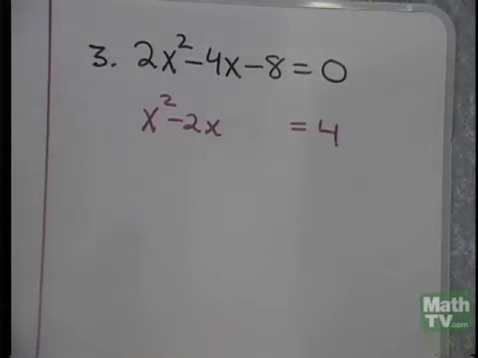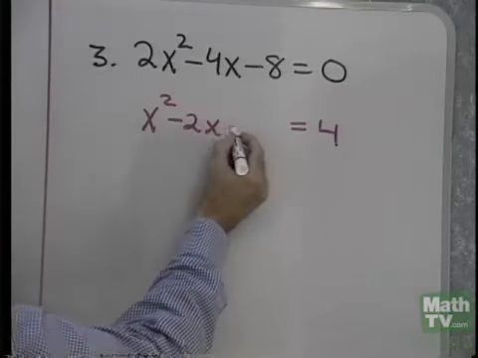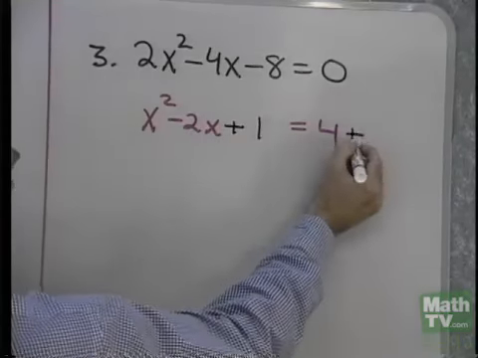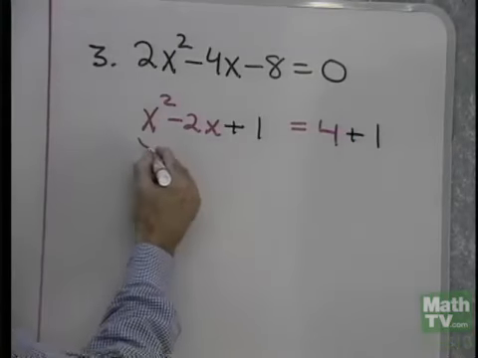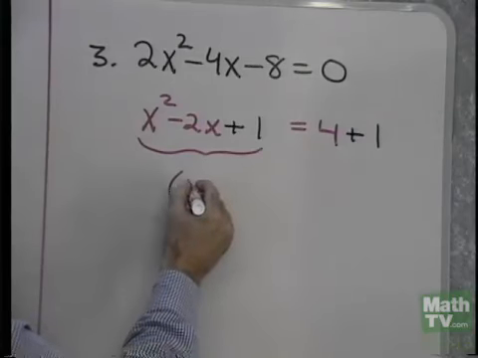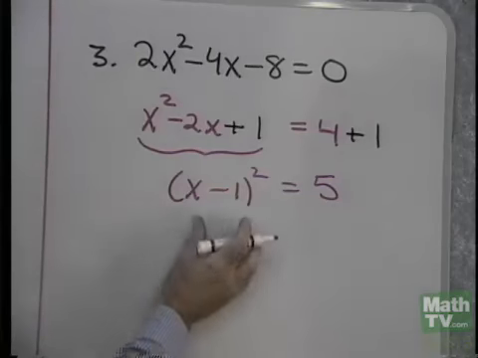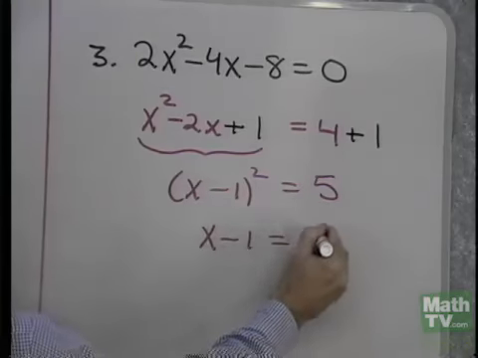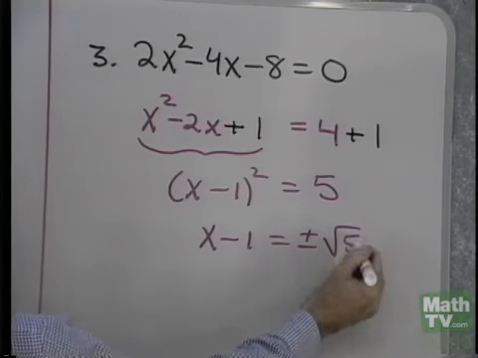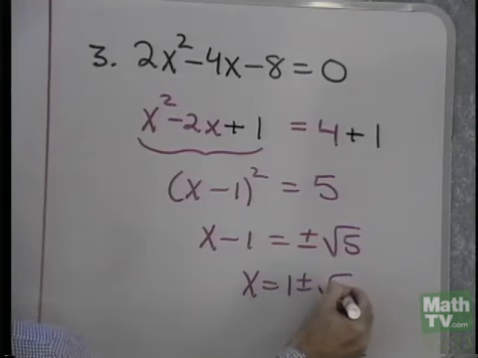Now I'm going to complete the square by taking half the coefficient of this term, so negative 2, half of that is 1, squared is positive 1. So I'll add positive 1 to both sides of this equation. On the left side, then, I have guaranteed the perfect square, x minus 1 quantity squared, and on the right side I have 5. Now if x minus 1 quantity squared is 5, then x minus 1 itself is either the positive or negative square root of 5. Add 1 to both sides, and I have 1 plus or minus square root 5.